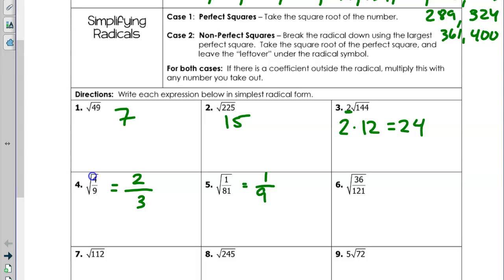All right, number 5, we have the square root of 1 over 81. Square root of 1 is 1, square root of 81 is 9. Now number 6, square root of 36 over 121. What would that reduce to? Beautiful. All right, everybody good so far?